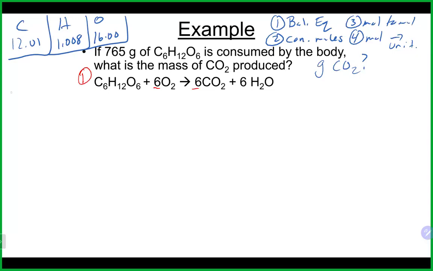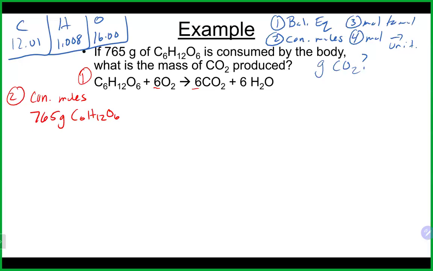In this case, we're off to number 2 here, which is convert to moles. And in this case, we are given 765 grams of C6H12O6. And we do need to do that. So again, we need to go to the periodic table, right? And that's going to get us our molar mass converted to moles.